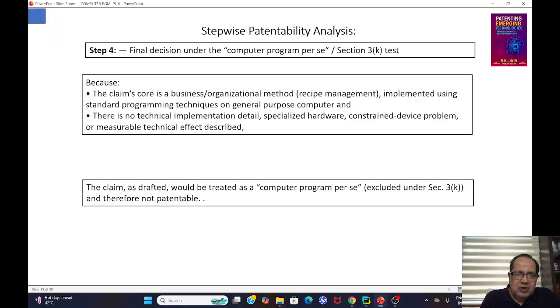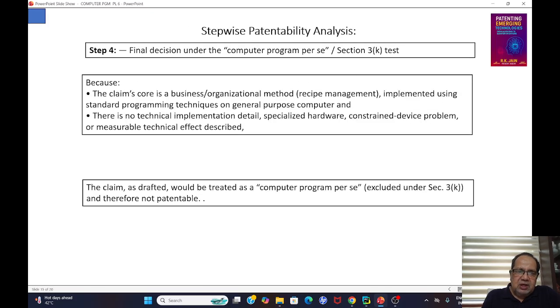And so finally, when we put it to the patentability test under step 4, we can very well say that the claim is a business organizational method implemented using standard programming techniques. There isn't any technical implementation detail specified herein. So the claim would be treated purely as a computer program per se, and hence it would be excluded from patentability under section 3(k), hence non-patentable.